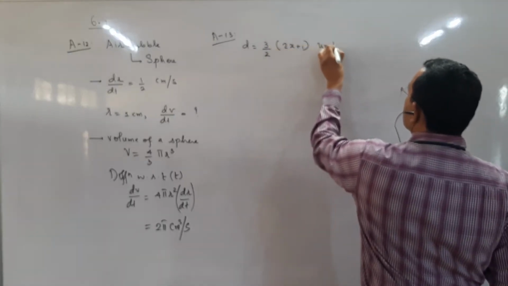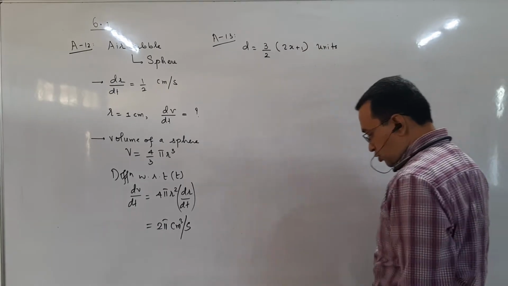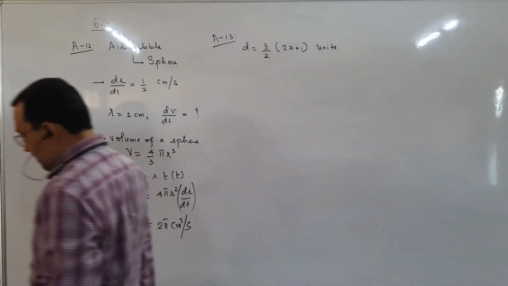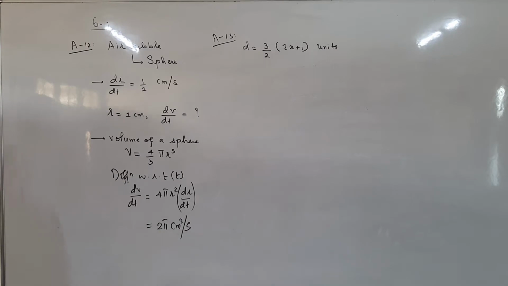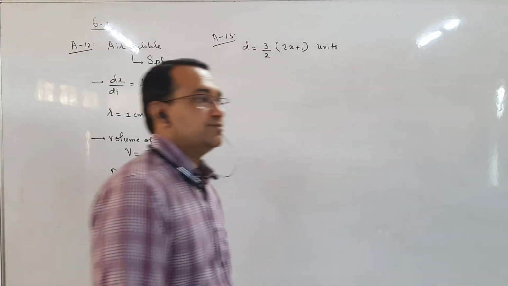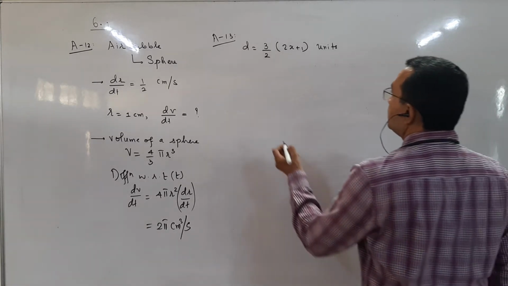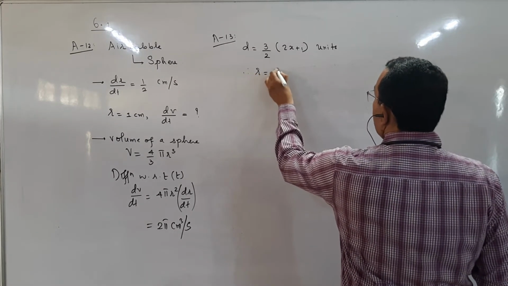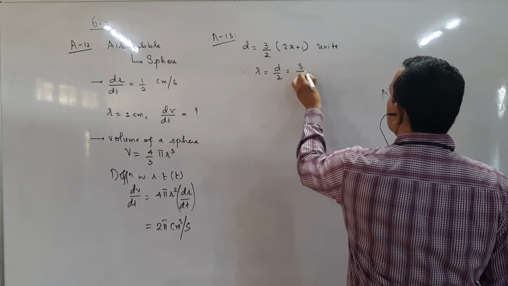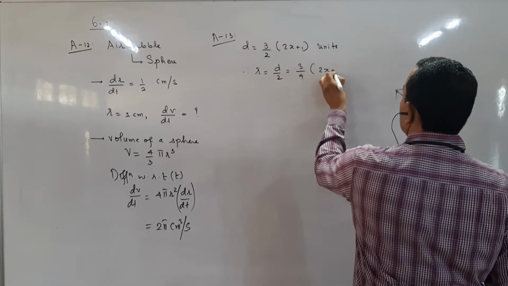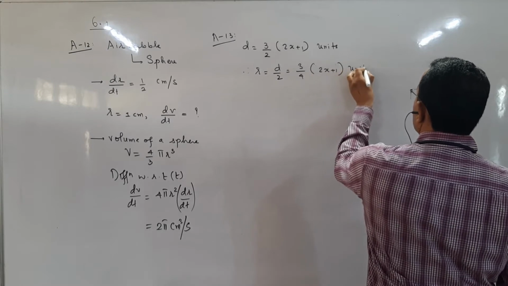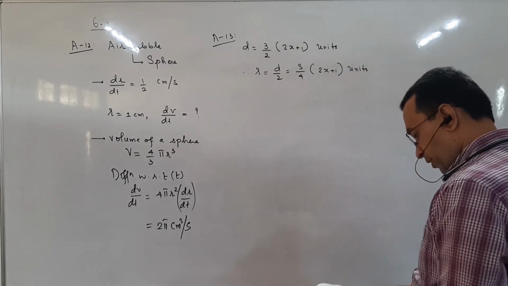units. We don't know what the unit is, so in general, students, we write here "this many units." Balloon, air bubble, all of these are spherical. So the radius will be half the diameter, so 3 by 4 into (2x plus 1) units.